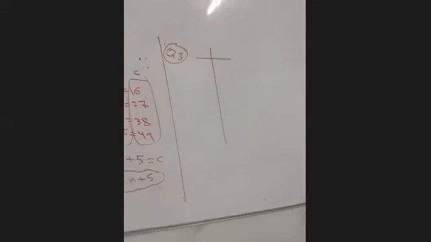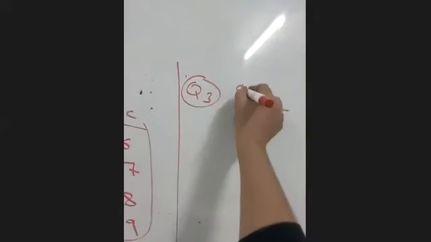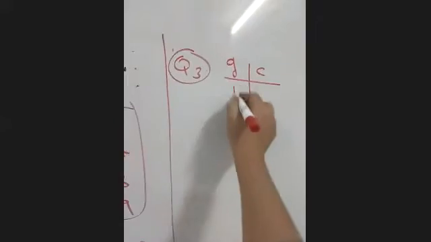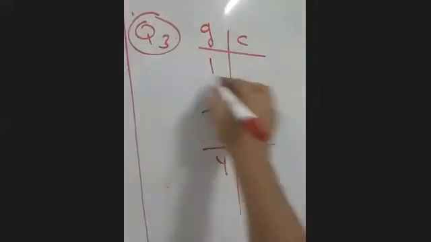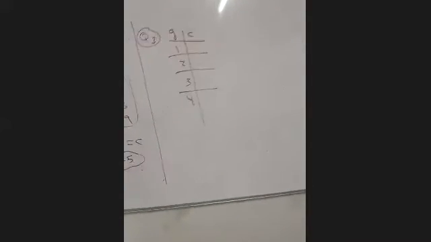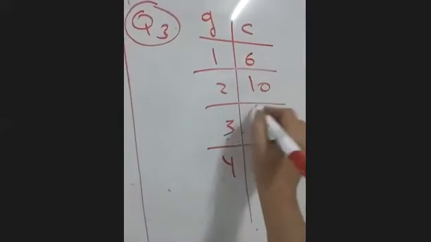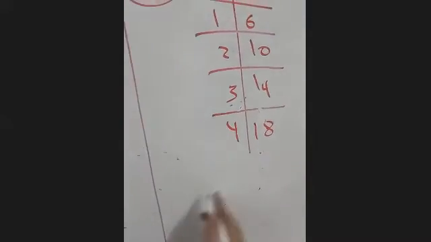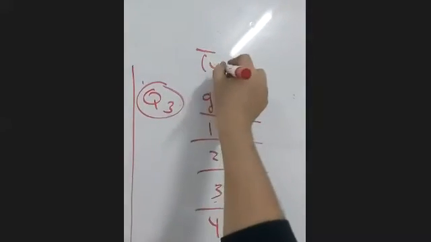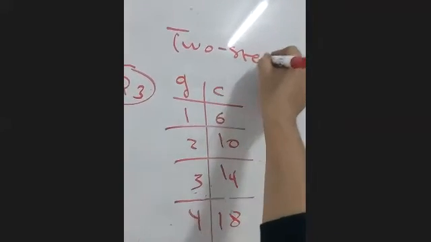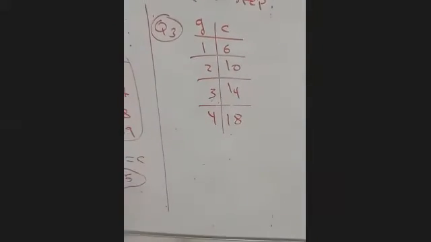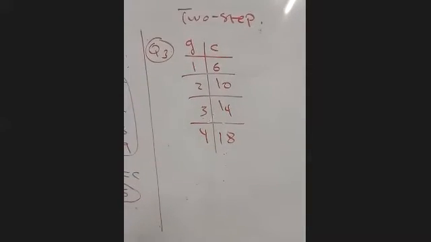We have the 2 variables, G and C, right? Here we have 1, 2, 3, and 4. And here we have numbers which are 6, 10, 14, 18. And they want 2-step also, right? They want 2-step. We will multiply or add. We'll do the same idea, okay?